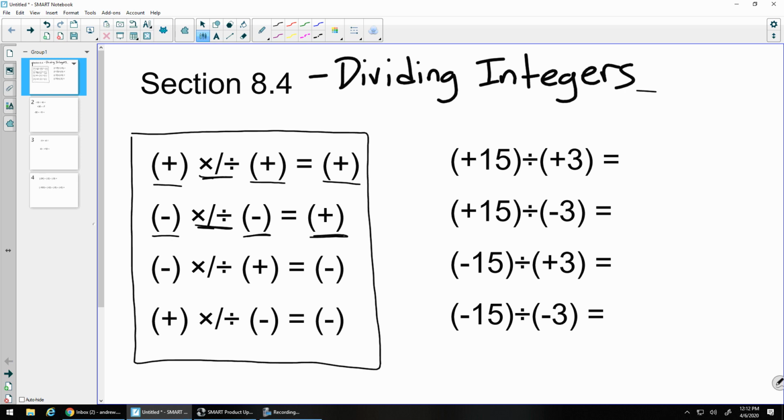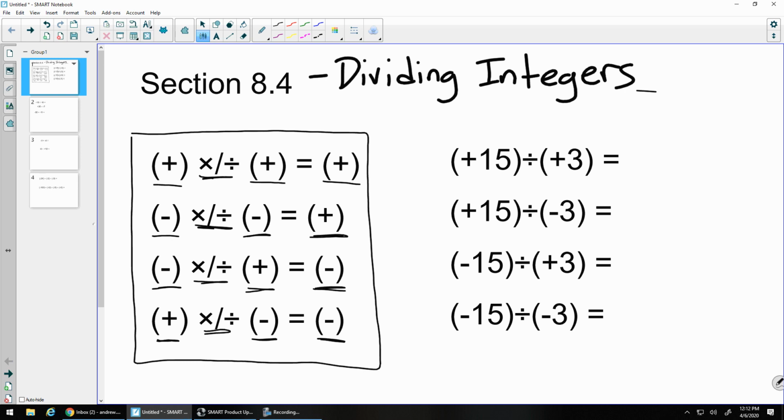If you have two different signs, so if you have a negative being multiplied or divided by a positive, those are two different, positive and negative, your answer is negative. Or if you have a positive multiplied or divided by a negative, so it doesn't matter what order it happens in, if you have one of each, your answer is negative.